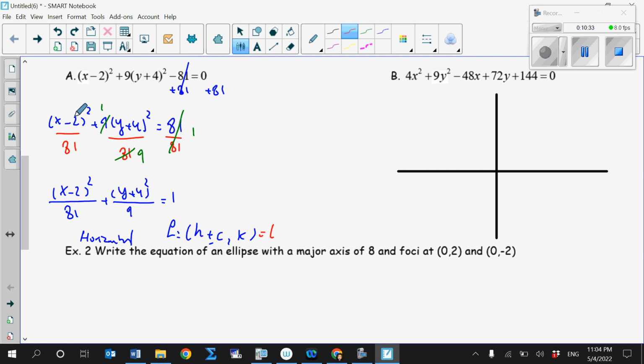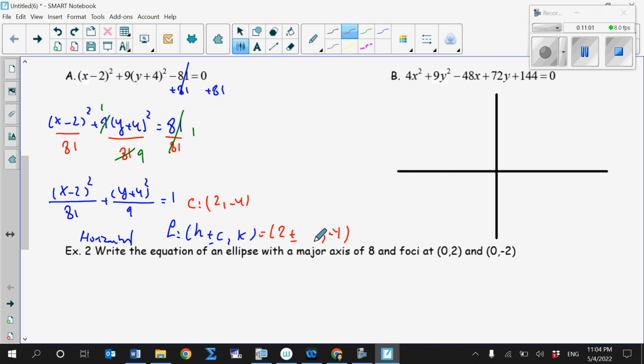H is this value, 2. H is 2. It should be plus and minus a c value. And k is the number which is subtracted from y. It's -4. So basically, we found it from the center of the ellipse. The center of the ellipse was 2 and -4. So we got these from here.